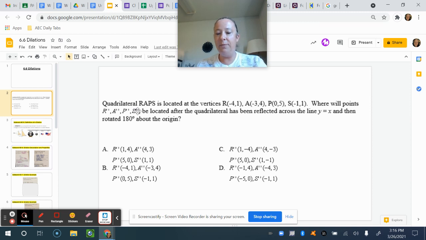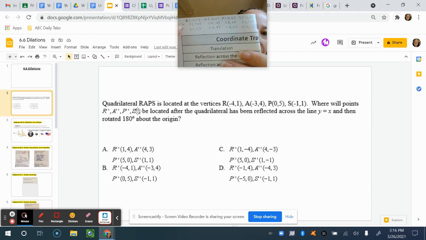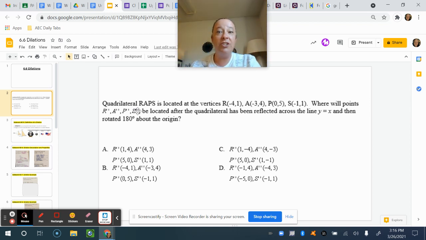All right, so what I did was I first, you can see my work. If you look at this, I know I'm going over the line y equals x, where I just switch x and y. And then I'm going over 180 degrees where you just change the sides. So the answer is D on that one. That's just a little refresher.